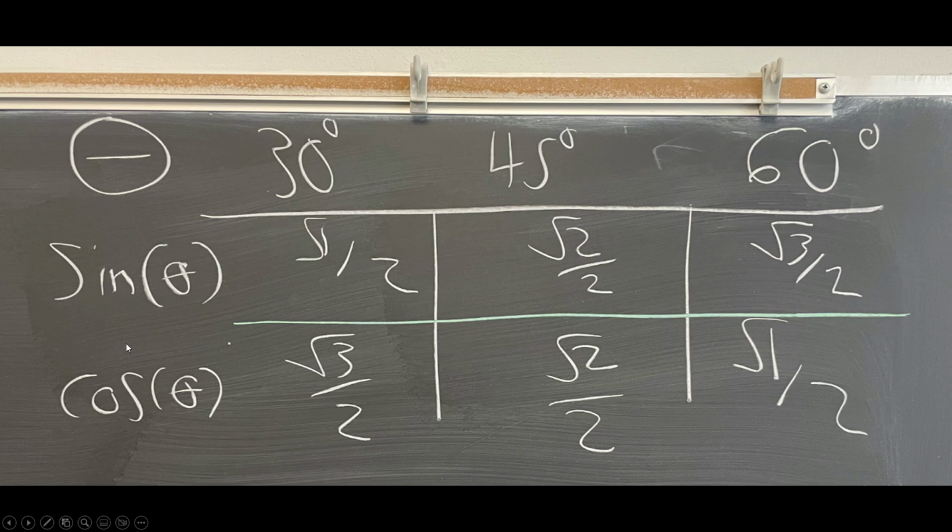For cosine, it's the opposite pattern. For cosine of 30, 45, and 60 degrees, that would be square root of 3 divided by 2, square root of 2 divided by 2, and square root of 1 divided by 2. And that's the pattern for when we're working with cosine. And again, square root of 1 divided by 2 is just 1/2, so you don't need to draw the square root if you don't want to for square root of 1 over 2.